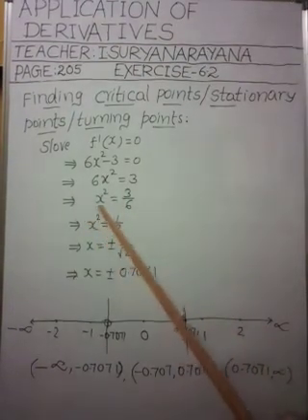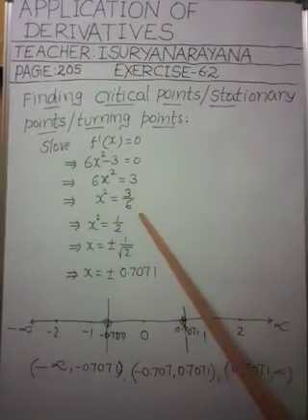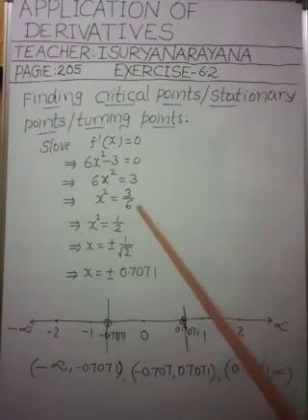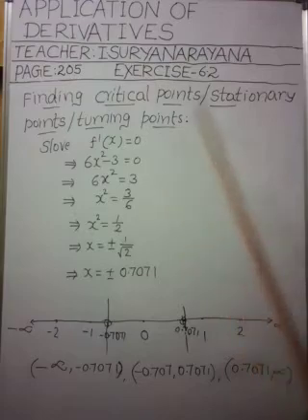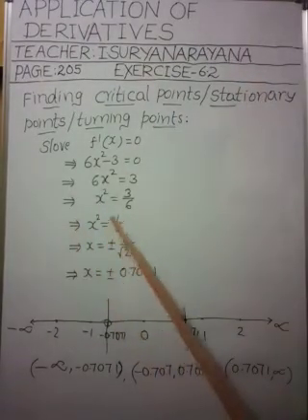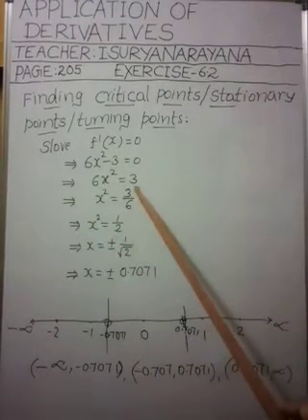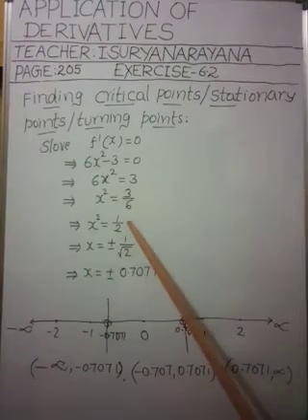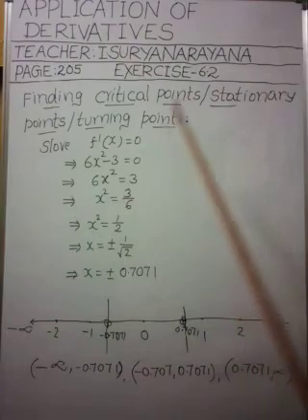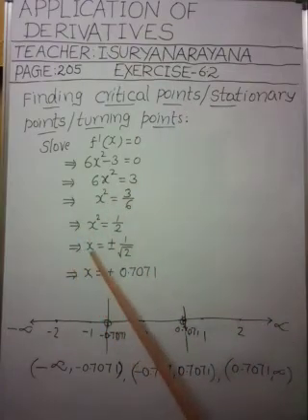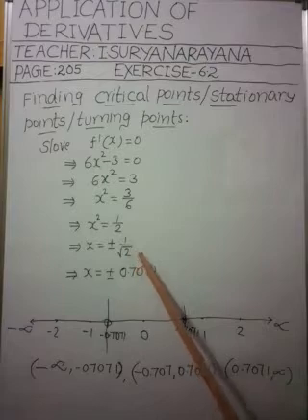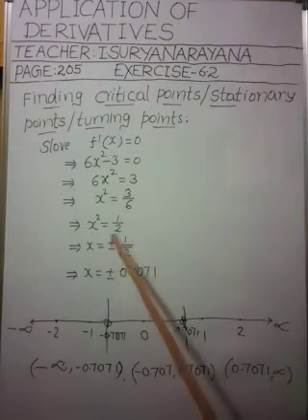This implies x square is equal to 3 by 6. We send this 6 to the RHS, it becomes by 6. This implies x square is equal to 1 by 2. After simplifying this fraction, we get 1 by 2. Understood this, my children? This implies x is equal to plus or minus 1 by root 2. These are the values of x.